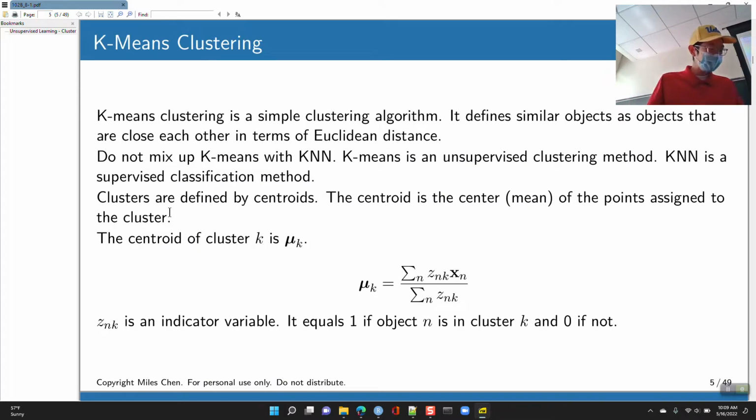Okay, so today we're going to take a look at your most basic, most straightforward clustering algorithm, and this is called K-means clustering.